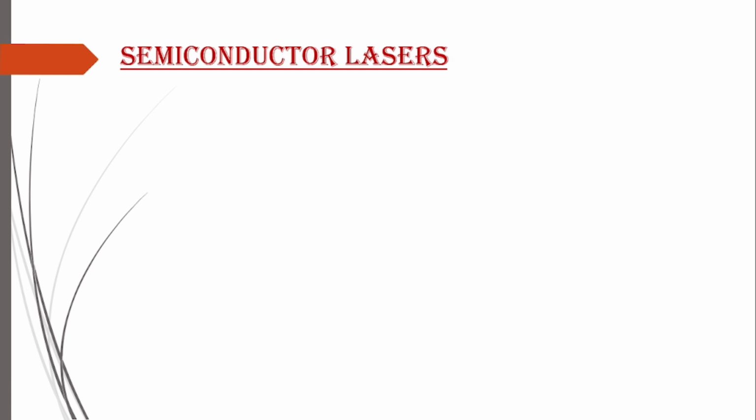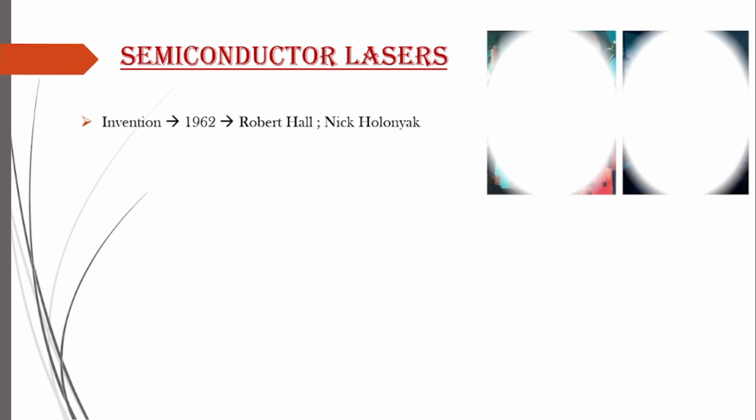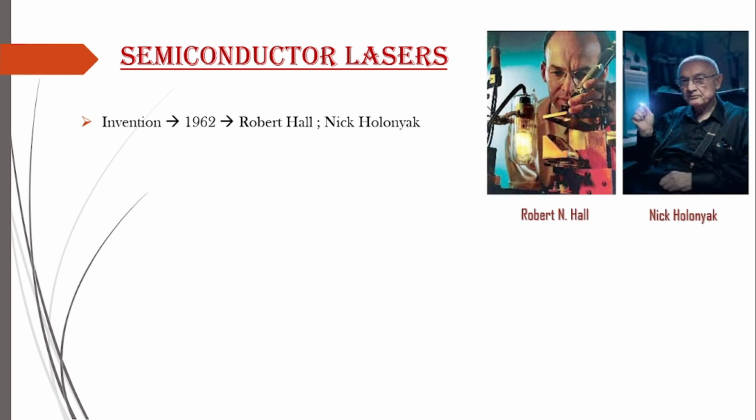So let's start today's class by understanding the history of semiconductor lasers. Semiconductor lasers were invented in the years 1962 to 1963 by Robert Hall and Nick Holonyak. And this semiconductor laser is the only semiconductor device which can be used for amplification in the infrared as well as optical ranges, and all others are restricted to the microwave range or below.